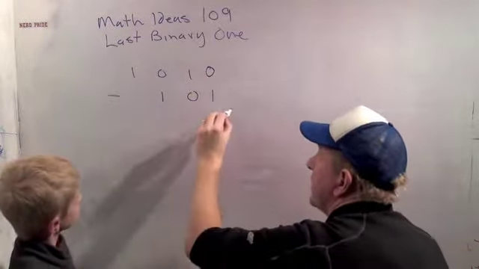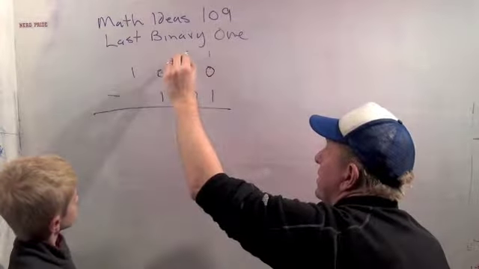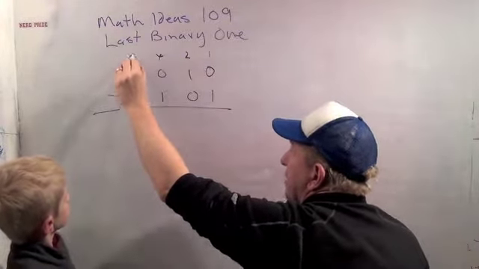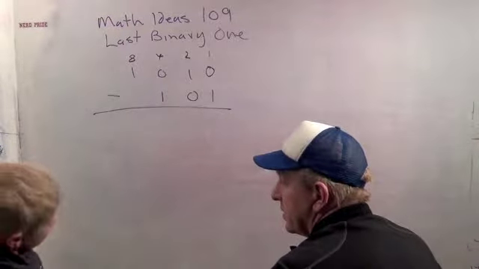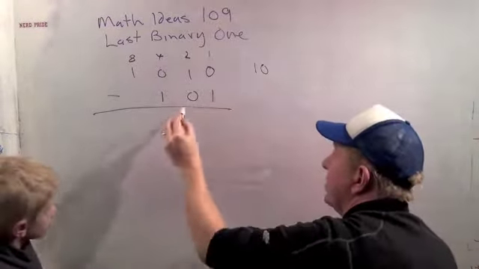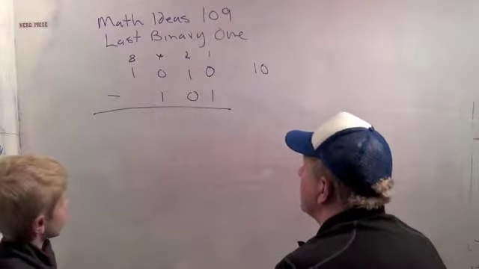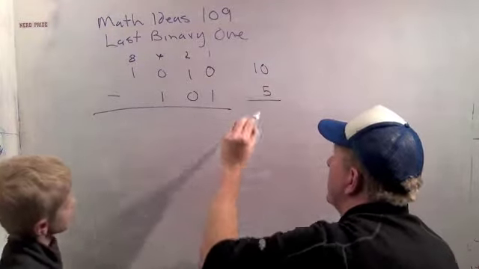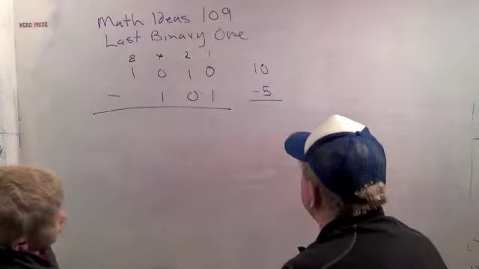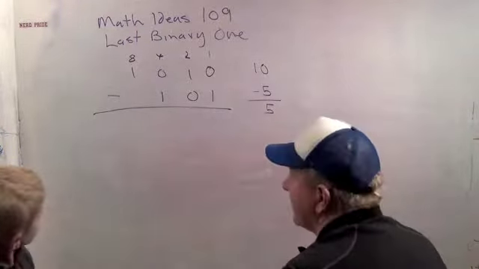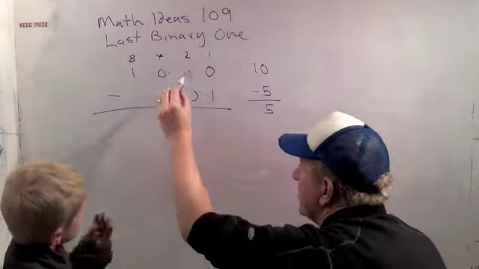Okay? So let's remember, we got 1, 2, 4, 8. So what is this number on top here? 1, 0, 1, 0. 10. 10, very good. What is this number here? 5. So 10 minus 5 should be 5. So we're hoping to get 5. Okay? So go ahead and do your process.